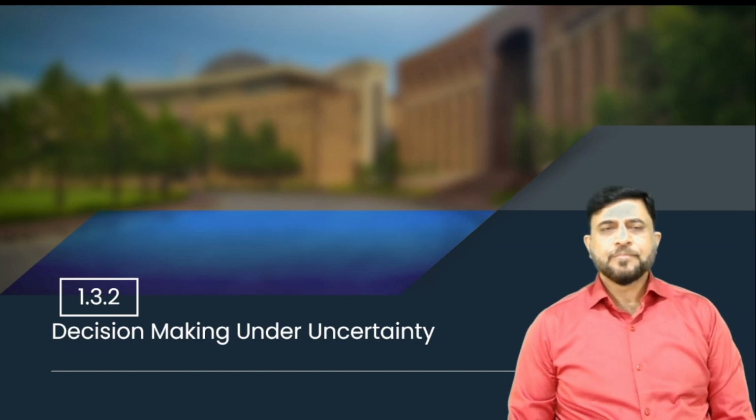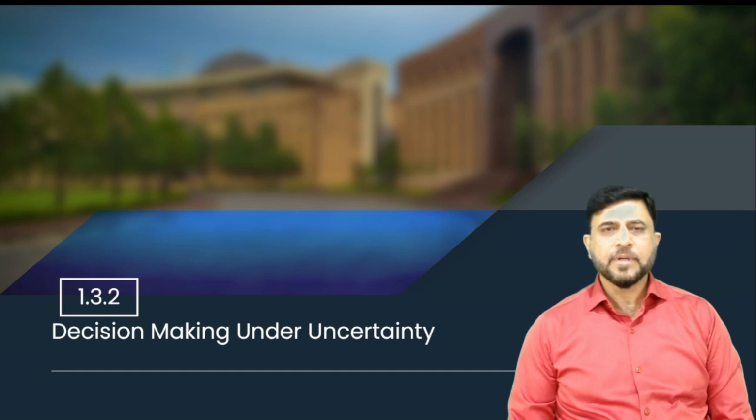Okay, viewers, as you studied in the previous lecture, we had three environments of solving problems. One is certainty, one is uncertainty, and the third one is risk. So, in this part now, we will be dealing with decision making under uncertainty.